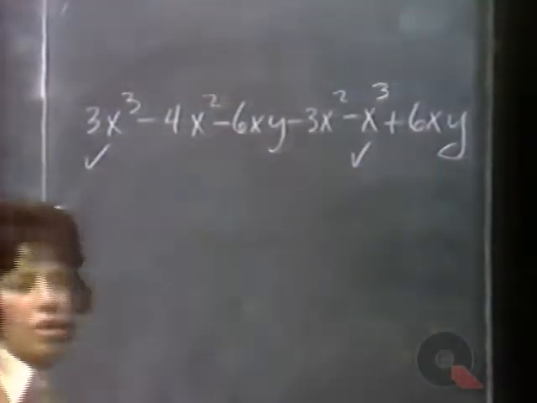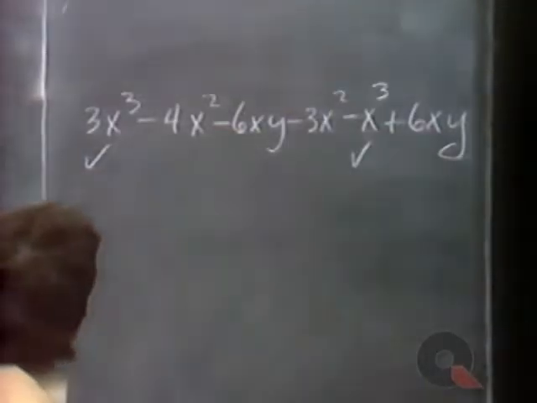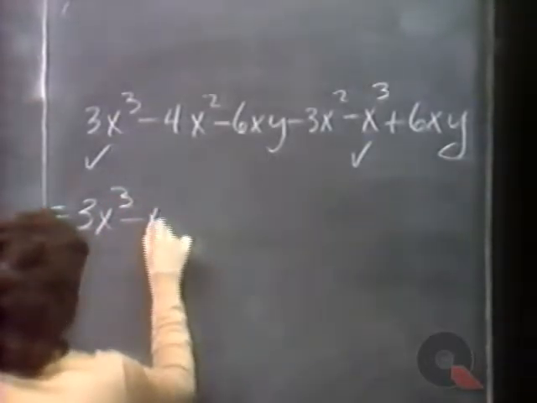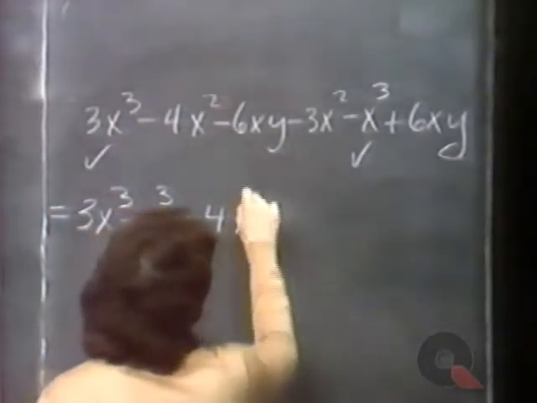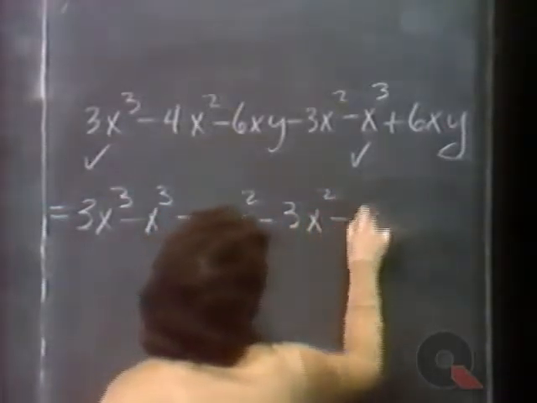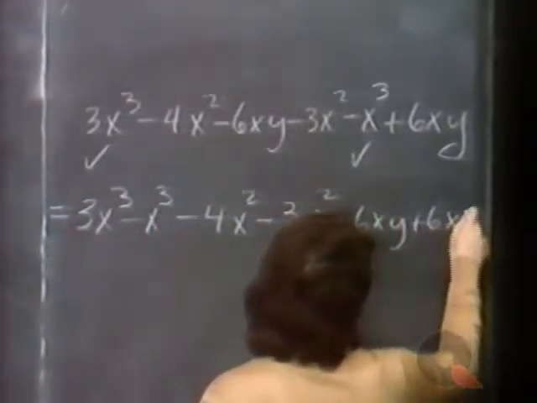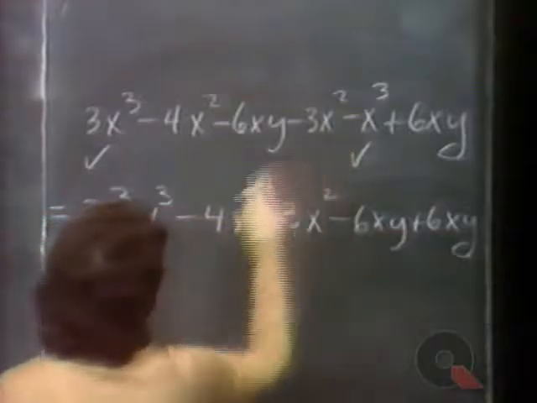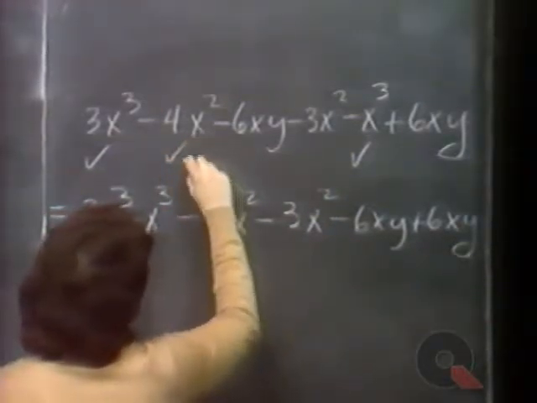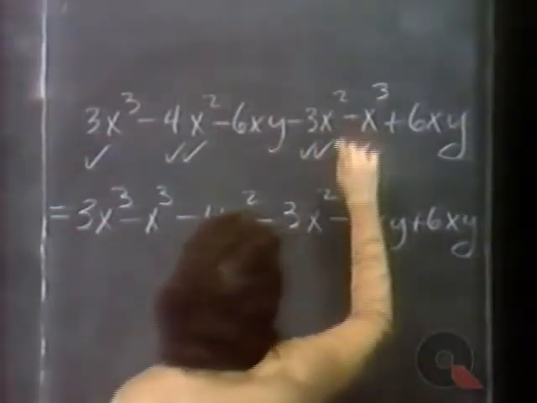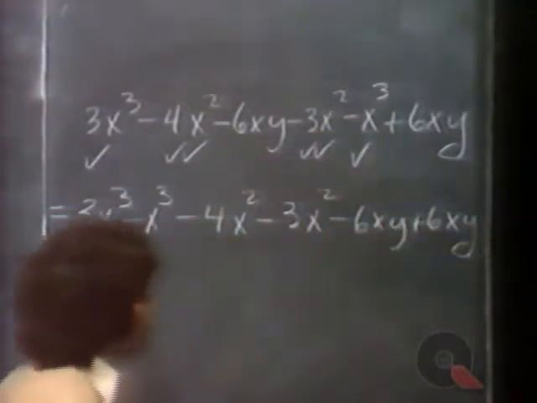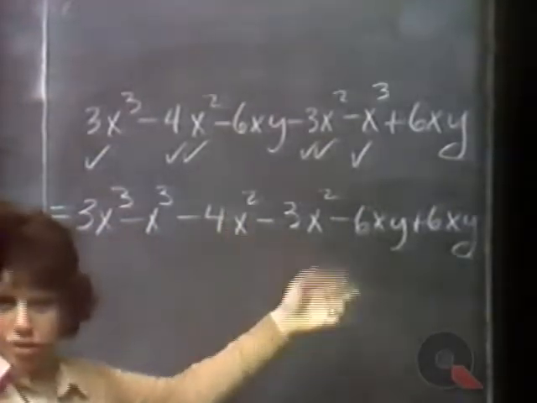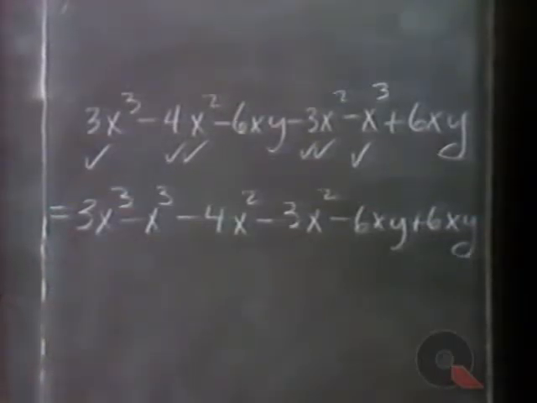Let's rewrite this. We can rearrange the order the terms are written in. Let's rewrite this where the like terms are next to each other. So 3x cubed minus x cubed minus 4x squared minus 3x squared minus 6xy plus 6xy. All I've done is rewrite this: the 3x cubed and then the minus x cubed, the minus 4x squared and the minus 3x squared, and then the minus 6xy and the plus 6xy. Of course, it wouldn't matter which terms I wrote first. You could write the x squared terms first, then the x cubed terms. Your answer will look a little different, but it'll be equivalent.